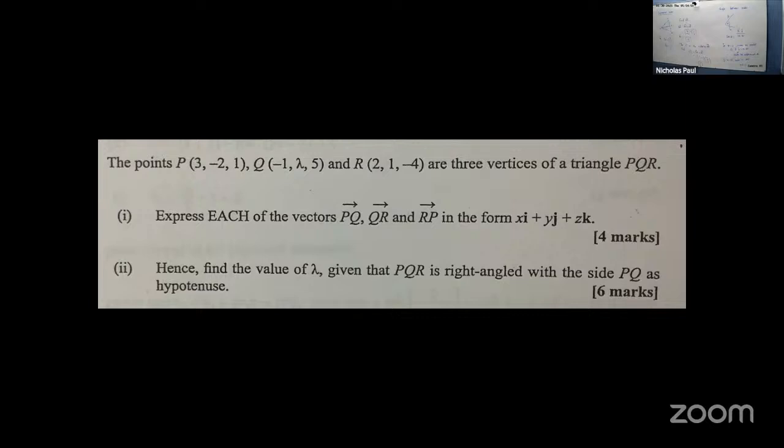Find PQ, QR, RC. What year is this? 2014. Number 4, part C. Yeah, that's lambda. Minus 1, lambda, 5, right? That's Q.